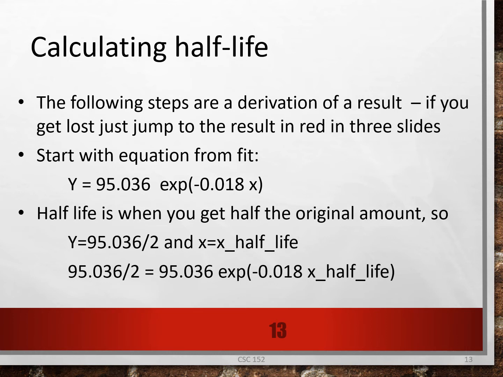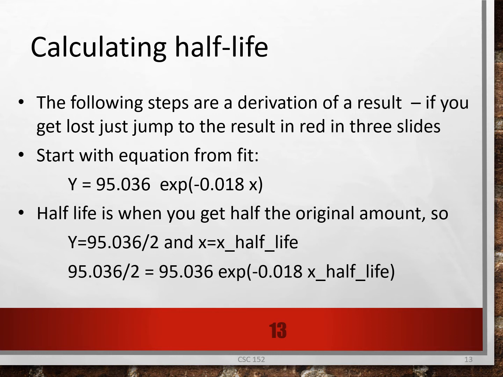Okay. So Excel gave us this formula, y equals 95.036 times the exponential of minus 0.018x. And the half-life is going to be related to that parameter which is inside the exponential. It's going to be related to the 0.018 in a way we'll show. So by definition, half-life is when you get half of the original material. Well, the other parameter, the parameter out front, the 95, is how much you start with, how much you have when x equals 0. So what we want to do is find the x, the time, and call it the half-life, where the amount is half of what we started with.